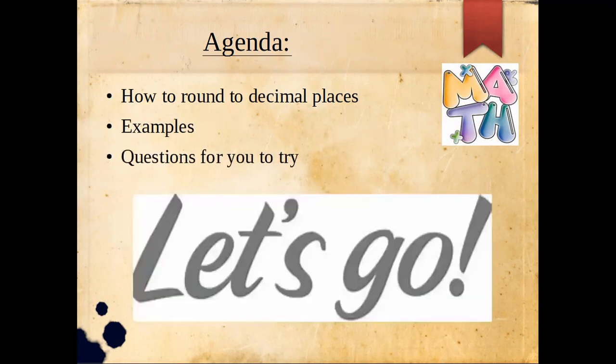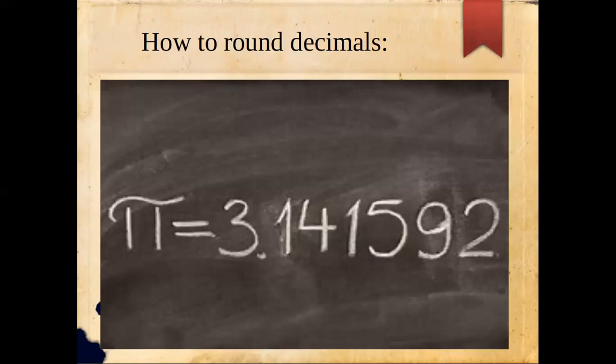Okay, let's go. First of all, how to round decimals. You can see pi on your screen, 3.141592. If a question asks you to round pi to, say, 3 decimal places, you have to look at the third decimal place. In this case, that's the 1 in 141. Then you look at the one after it, which is 5. If the digit after it is 5 or higher, you round up by 1 on the third decimal place. If it's 4 or lower, you just get rid of everything after the third decimal place.